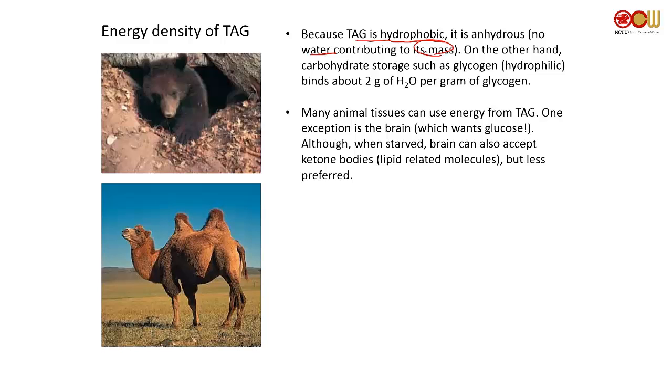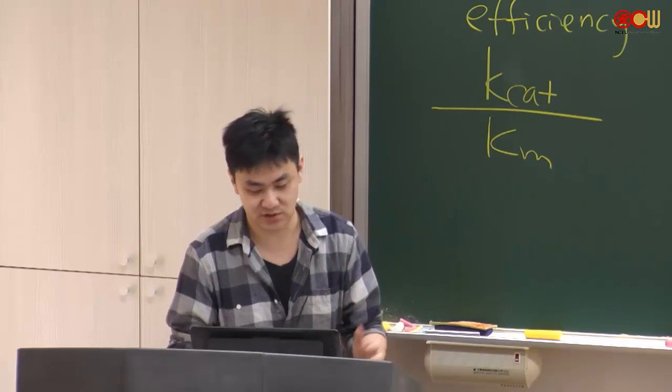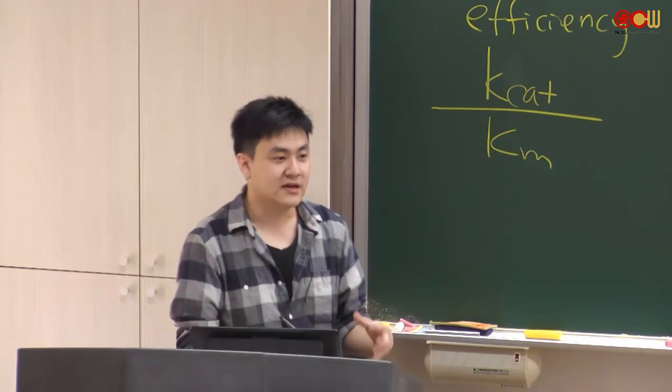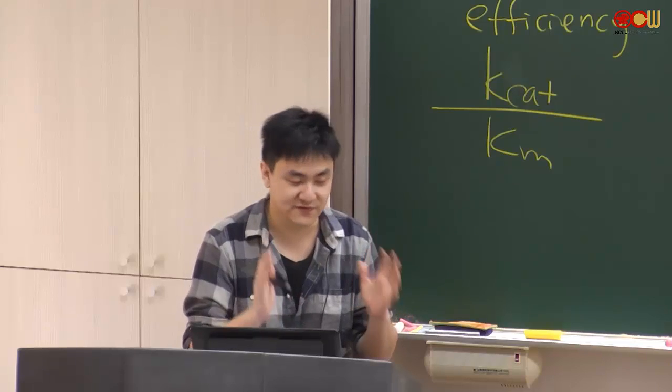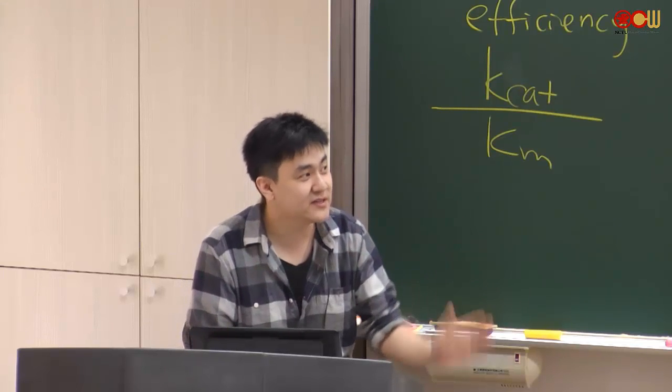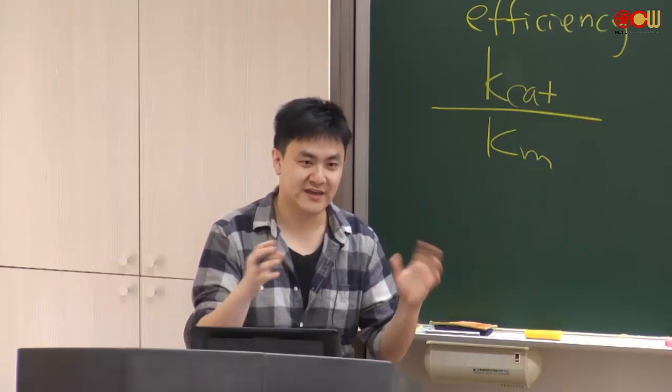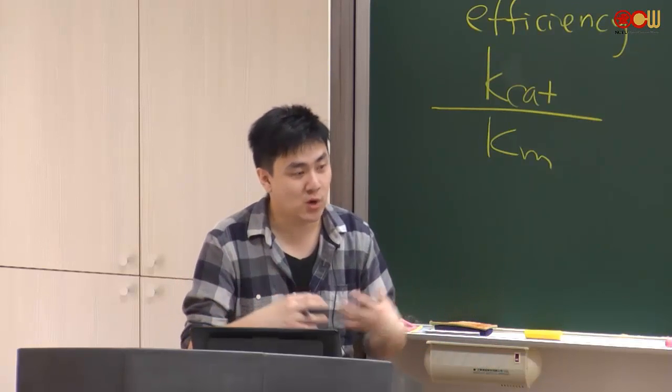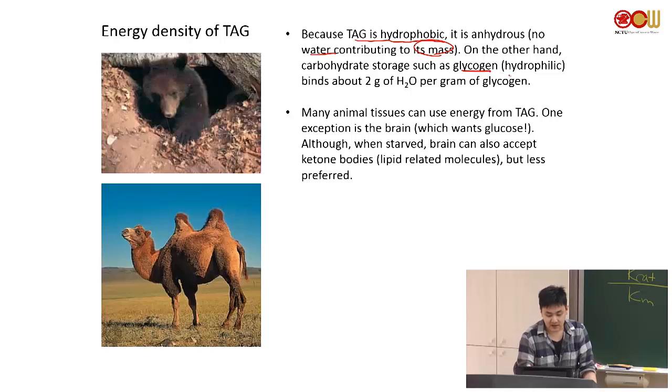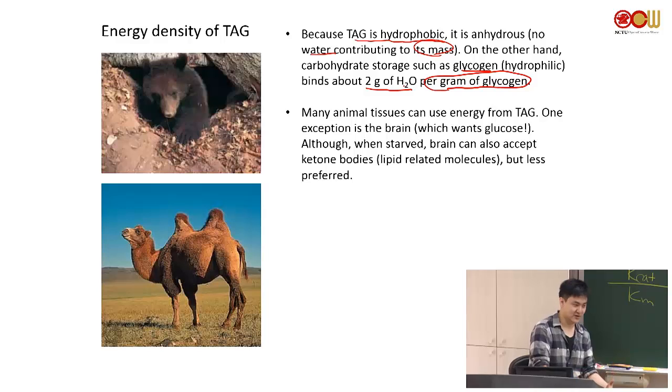Versus, on the other hand, carbohydrate storage like glycogen, okay? Glycogen is super hydrophilic, sorry. It's very hydrophilic because it's sugars, it has a lot of OH groups, so it draws a lot of water. Therefore, in glycogen, for every gram of glycogen, you attract 2 grams of water. Okay, so glycogen is not a suitable long-term energy storage. It's only used as a short-term energy storage.